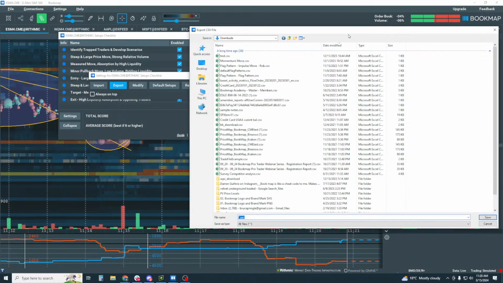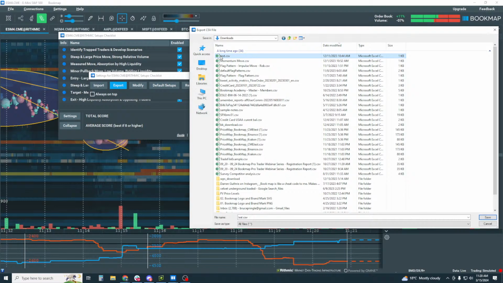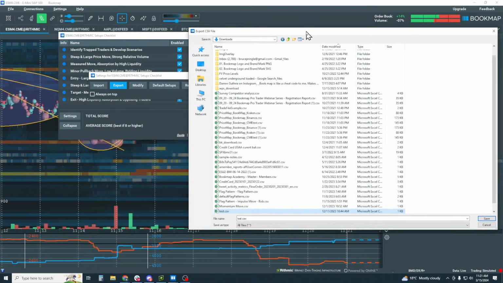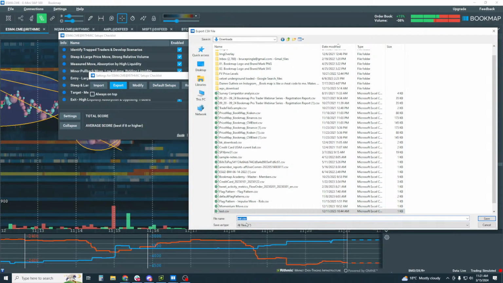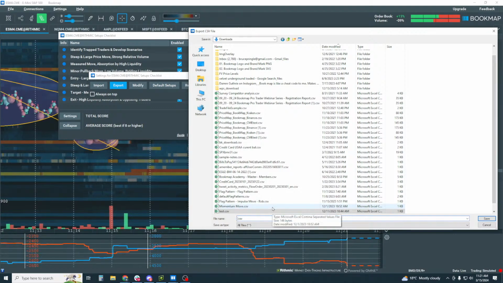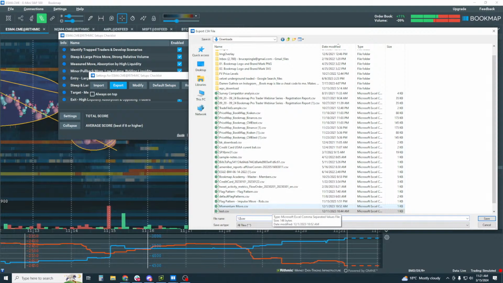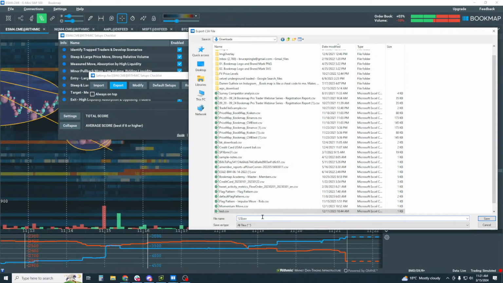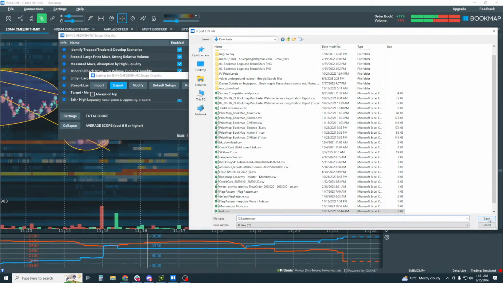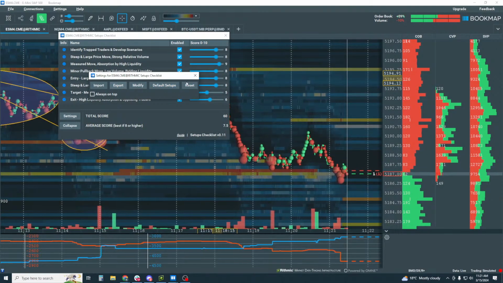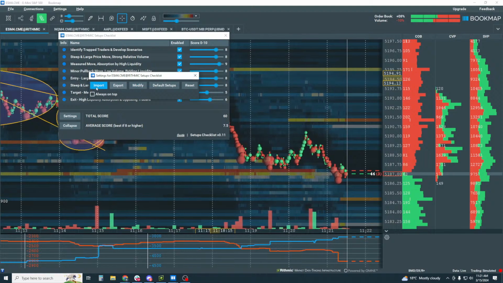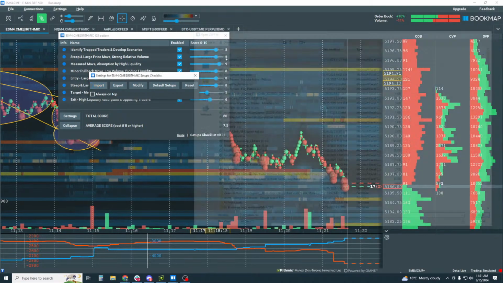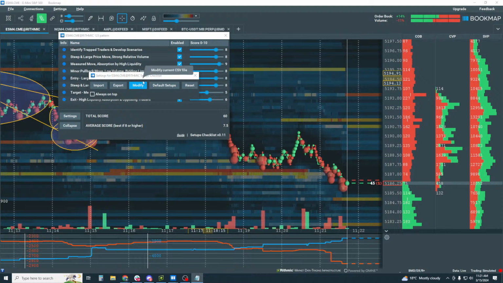Okay, is this it? No, that's not it. One, two, and a three. Okay. All right. And actually, let's do this, and then we'll import it. And then we're going to modify it.